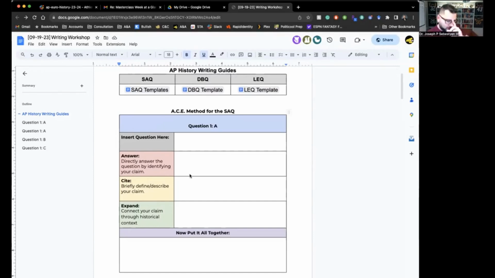You cite your claim by providing evidence. This is where you provide the specific name drop or stat in the second sentence. And then you expand on it with analysis. So connect your claim through historical context. That is the formula.